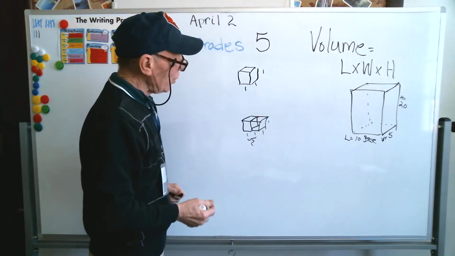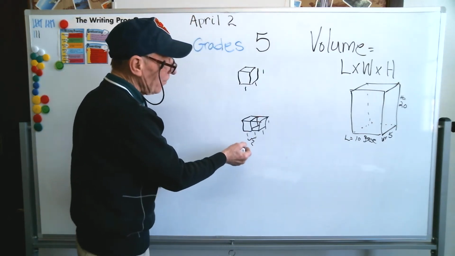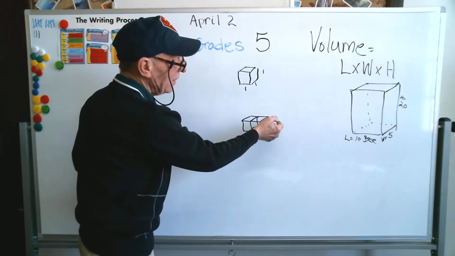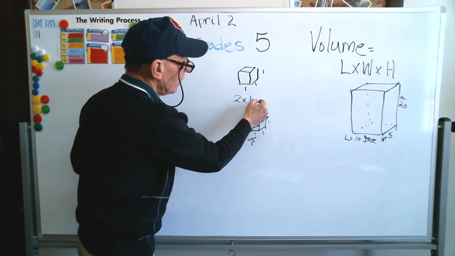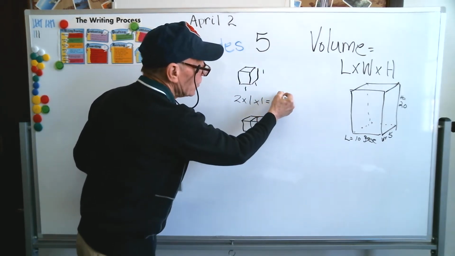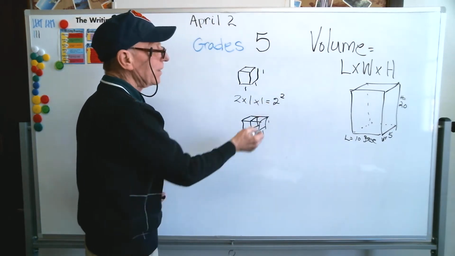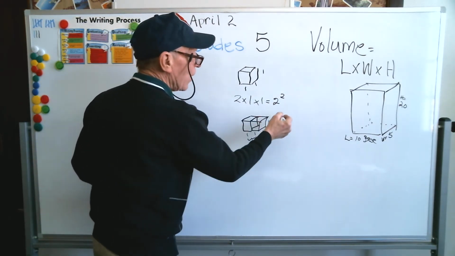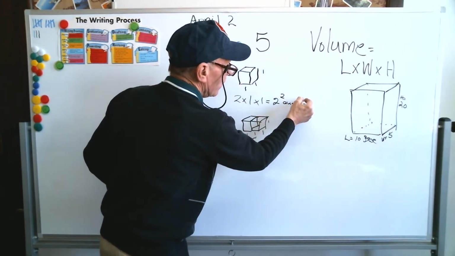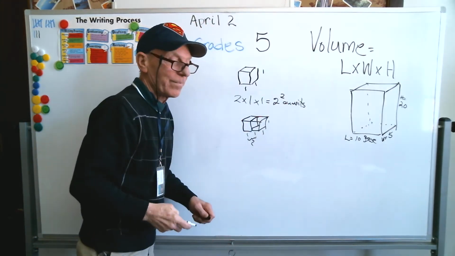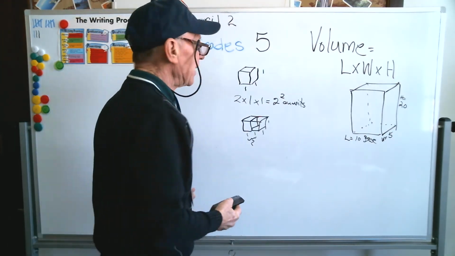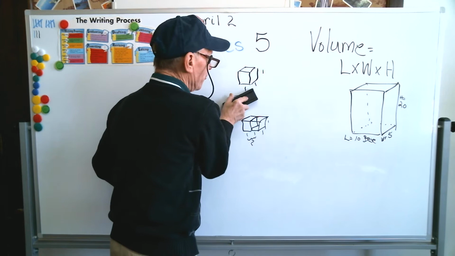So now looking at two cubes together here, cubic units, it's 2 times 1 times 1. So 2 times 1 is 2 times 1 is 2. And that is 2 units cubed. You can either write it with the exponent 3, or you can say cubic units. When you're figuring volume, volume is always stated in cubic measure.